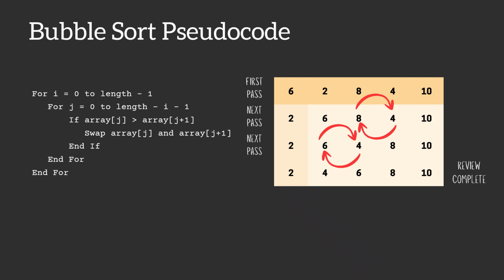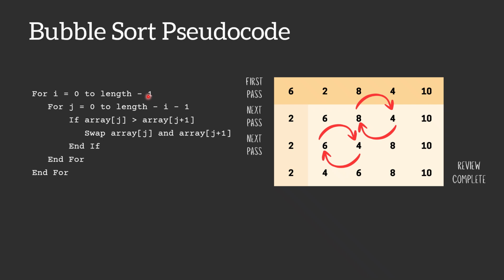Let's break this down. This first line, the outer for statement, is a loop that helps us keep track of how many passes we've made through the list. Each pass pushes the next largest value to the correct position at the end. For example, if the array has 10 elements, we need up to 9 passes, because the last element doesn't need to be compared anymore.